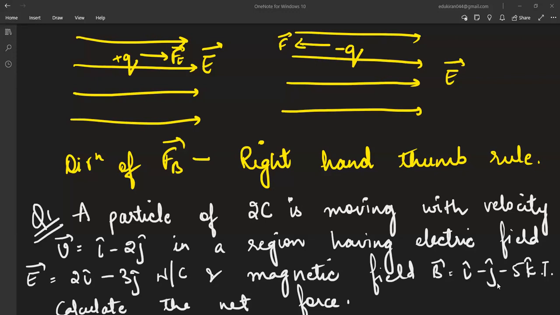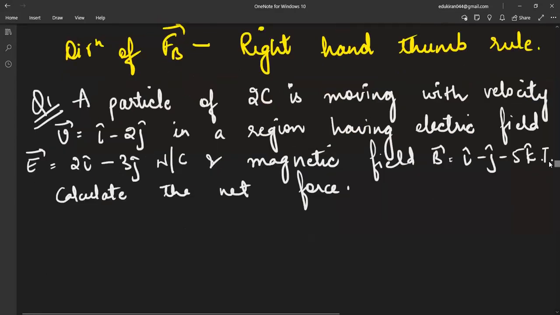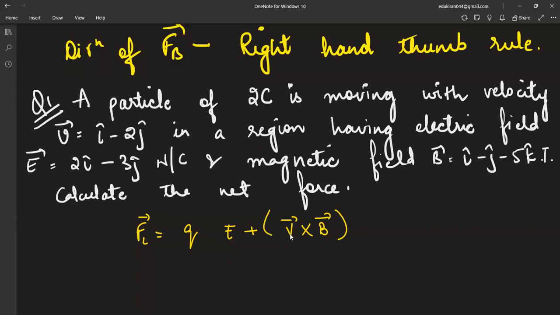So, in a region having electric field and magnetic field, you have to apply the formula of Lorentz force. This force, with a combination of electric field and magnetic field, is known as Lorentz force. So you can easily conclude that you have to calculate Lorentz force. Now, what was the formula of Lorentz force? Right now, only you people have studied. Lorentz force is Q multiplied by (E plus V cross B). This is the formula. So the rest of the things, leave it. First, let us solve this V cross B.